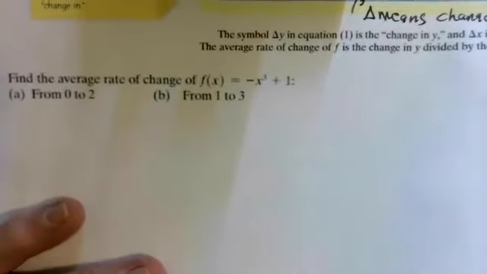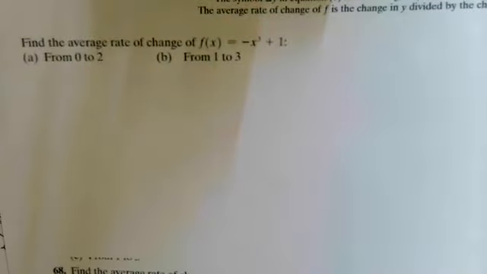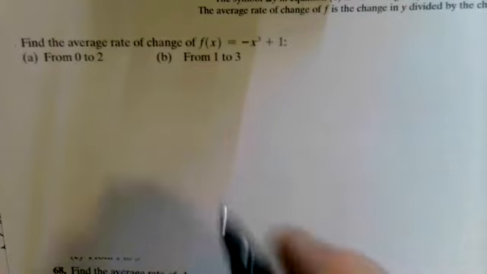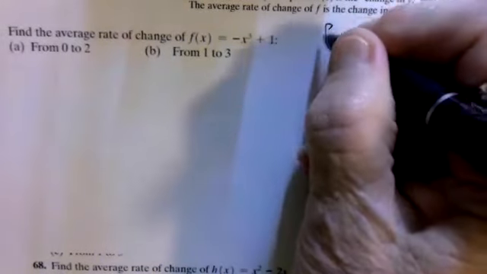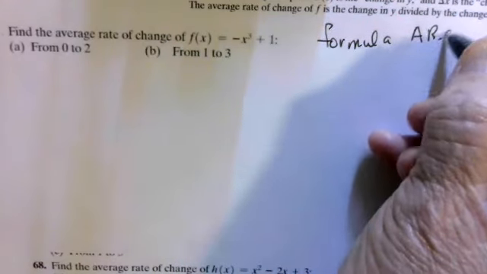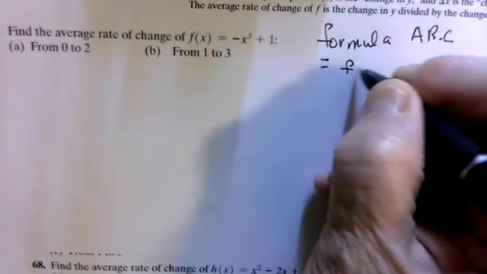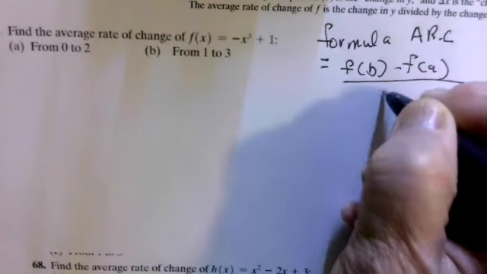So let's just do some examples. We want to find the average rate of change from 0 to 2 from that function. So from 0 to 2, remember the formula: the average rate of change equals f of b minus f of a over b minus a.